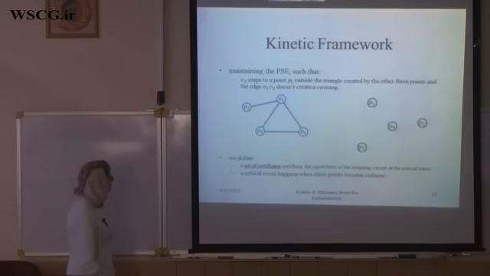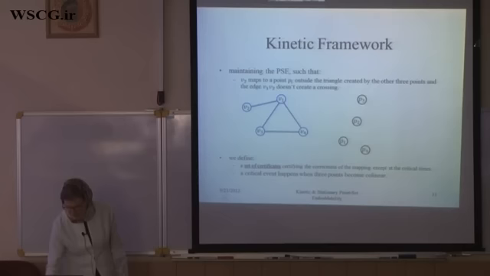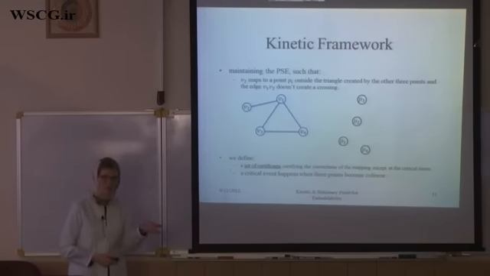So what we're going to do is define a set of certificates. One of our goals was to get a feeling for what a certificate is. So what's a certificate that says our current mapping of the vertices to the points is a correct one?